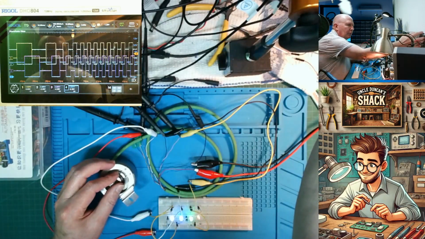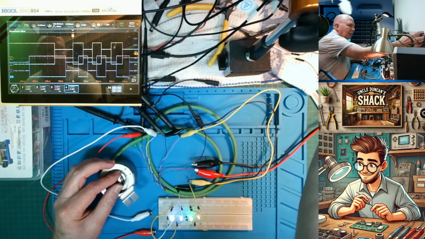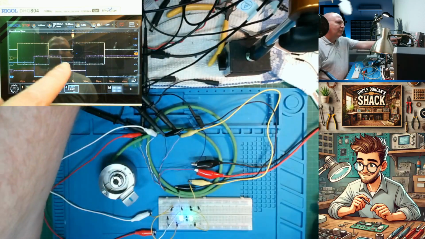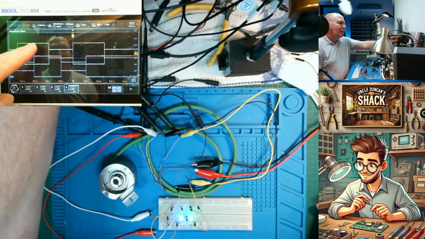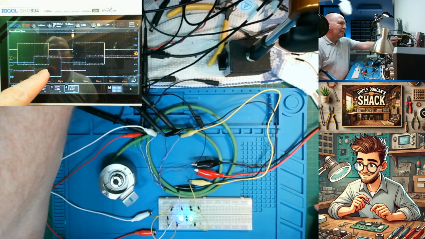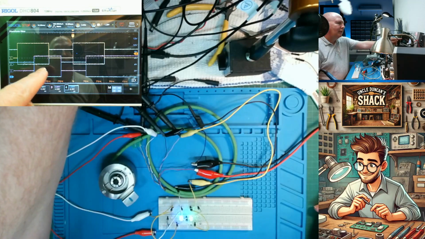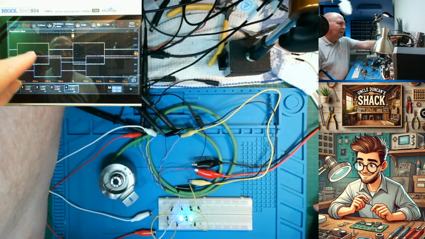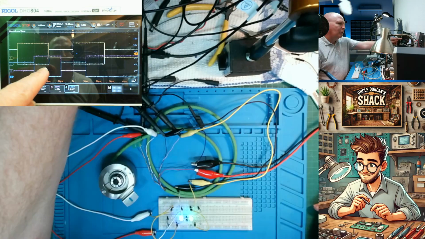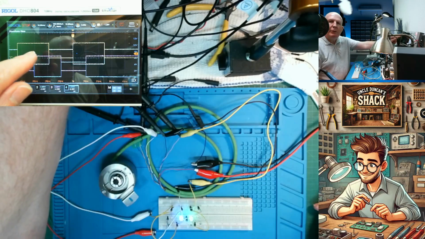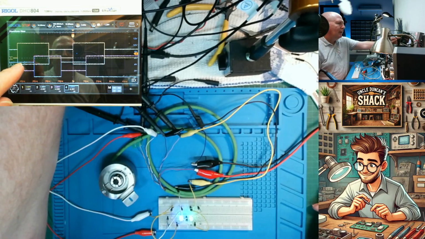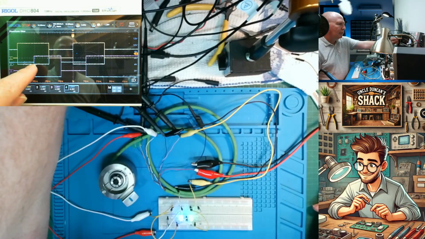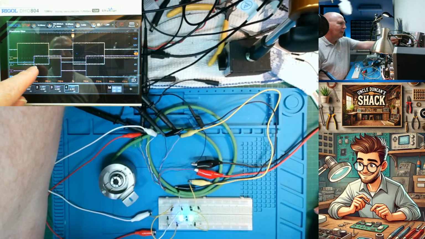Now let's talk about quadrature, so let's just get smooth rotation going. So as you can see over here, we got A and we got B, alright? And now 90 degrees out of phase, alright? So A is leading B when I turn it clockwise, and they're differential signals, okay? They're RS485 signals. That means that when A switches high, A naught switches low, okay?